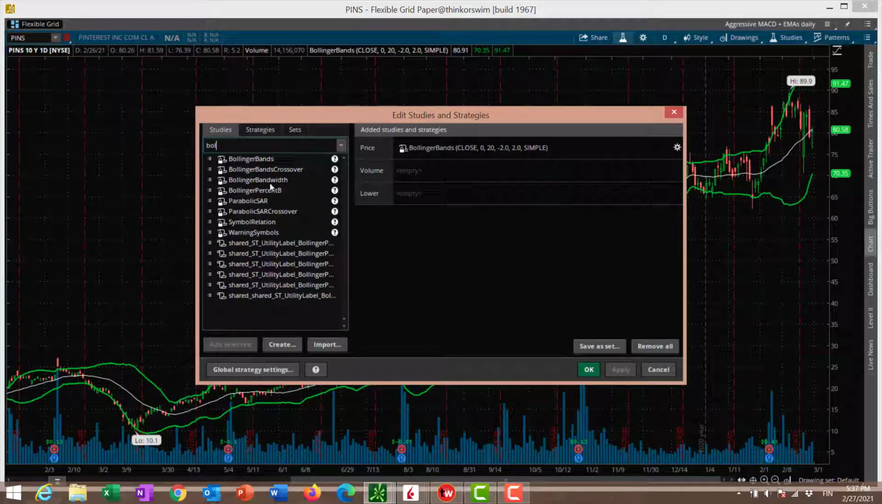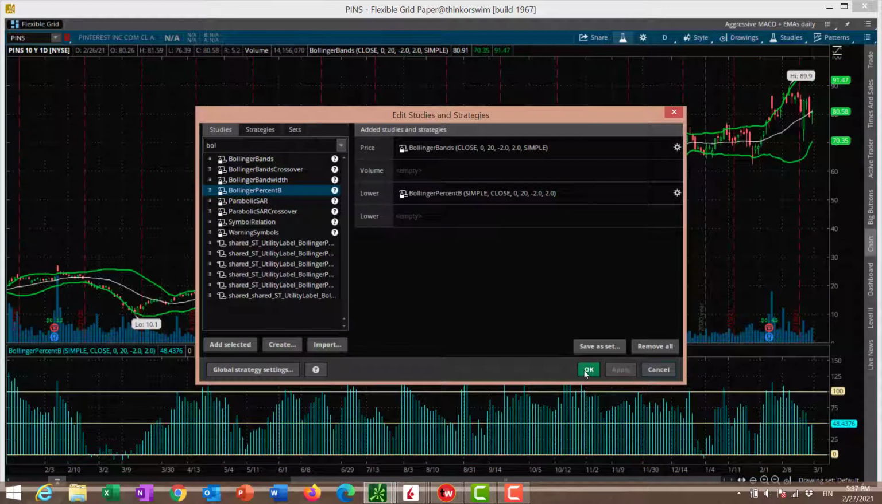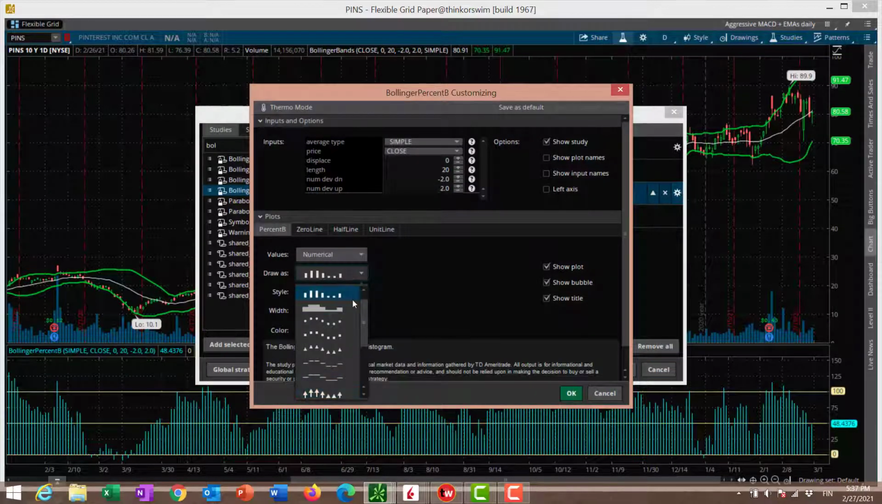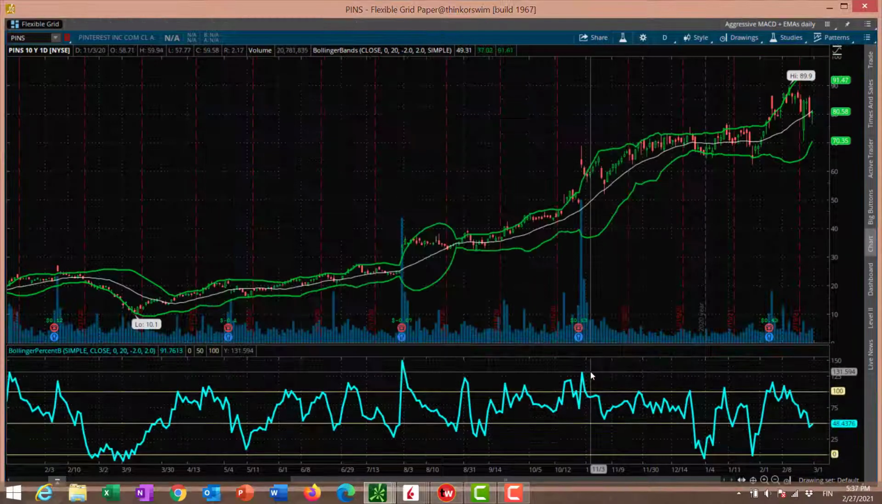what I keep instead is Bollinger percent B. So I just make sure that it has the same settings. And oh, well, that looks messy. So I'll go here and draw it as a line if I can. Yeah. And there, apply, and boom.